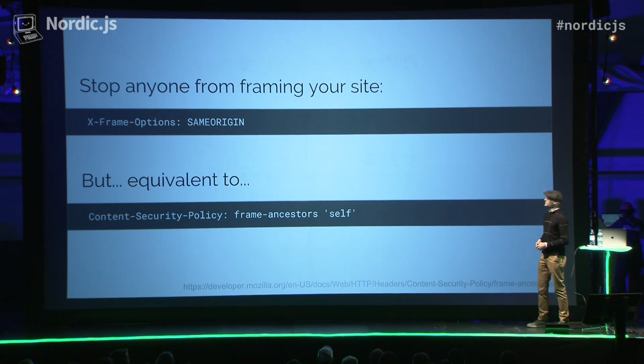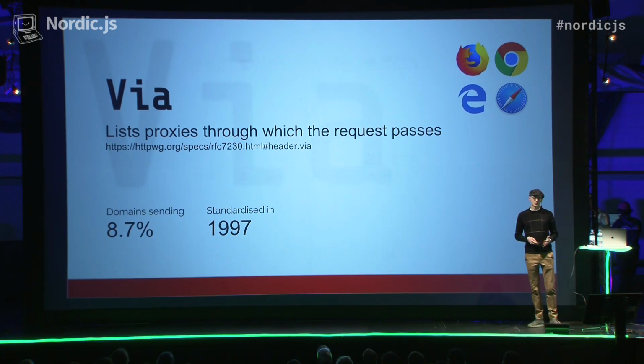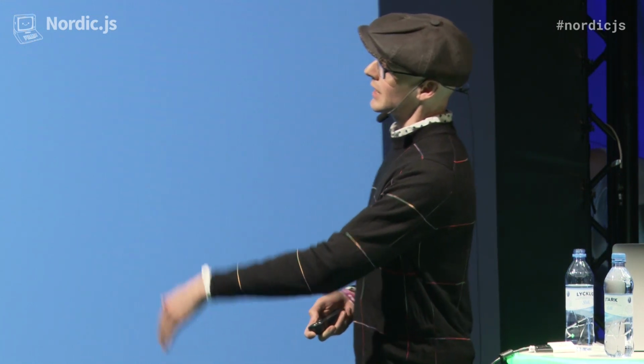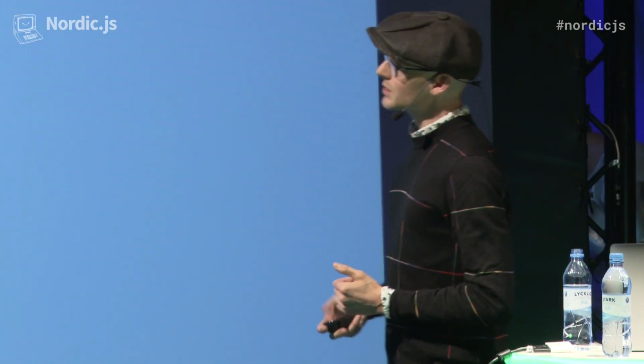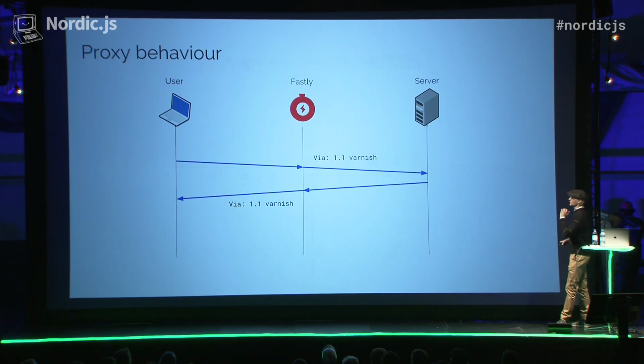And finally, I want to talk about Via. So Via is a header that is set by proxies, both on the way in. So if you go via some intermediate system before you end up at the origin, then a Via header will be added on the way, and also on the way back. So you can get an idea. Let's assume we're using Fastly as an example.